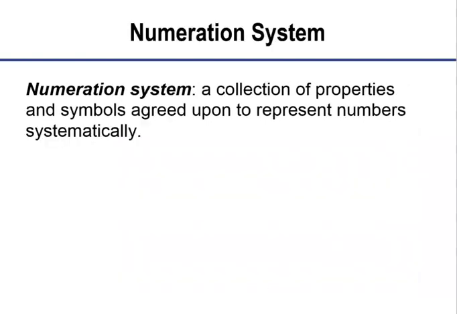A numeration system is a collection of properties and symbols agreed upon to represent numbers systematically. So remember, those symbols are numerals, but they represent this abstract idea of number. And again, when we say 4, we're talking about 4 items, but really that's an abstract idea.